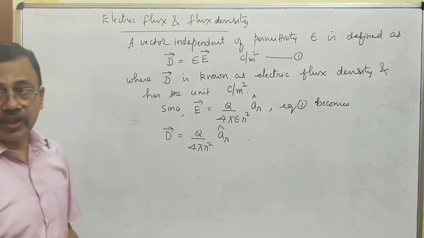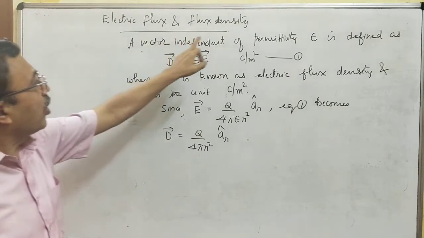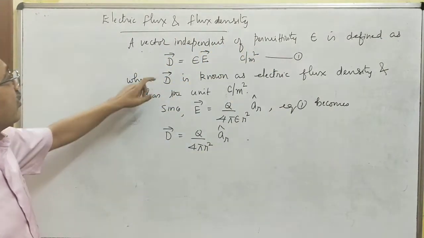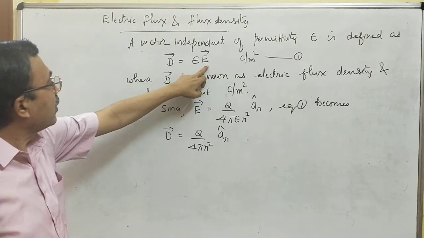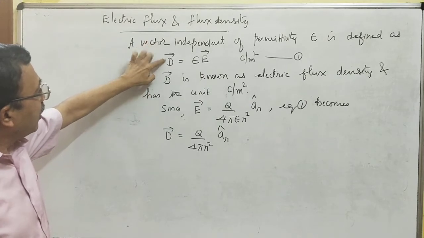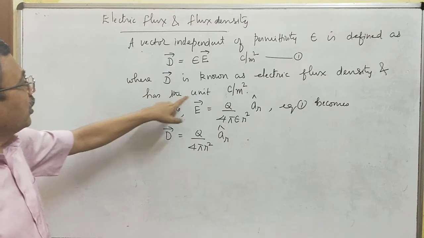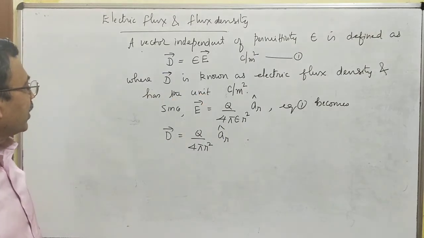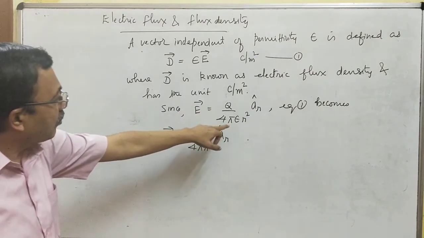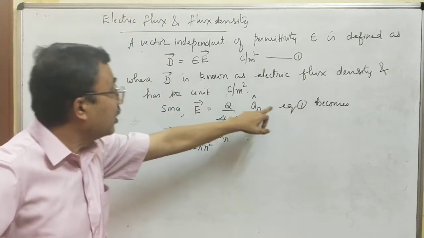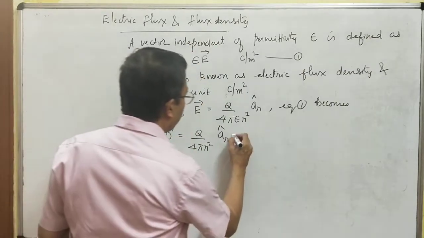Let me explain once again. We have defined a vector independent of permittivity epsilon as vector D is equal to epsilon into vector E. In this equation 1, vector D is known as electric flux density and has the unit coulombs per meter square. The expression for vector E is Q by 4 pi epsilon R square into AR cap. This I will substitute in equation 1, that leads to equation number 2.